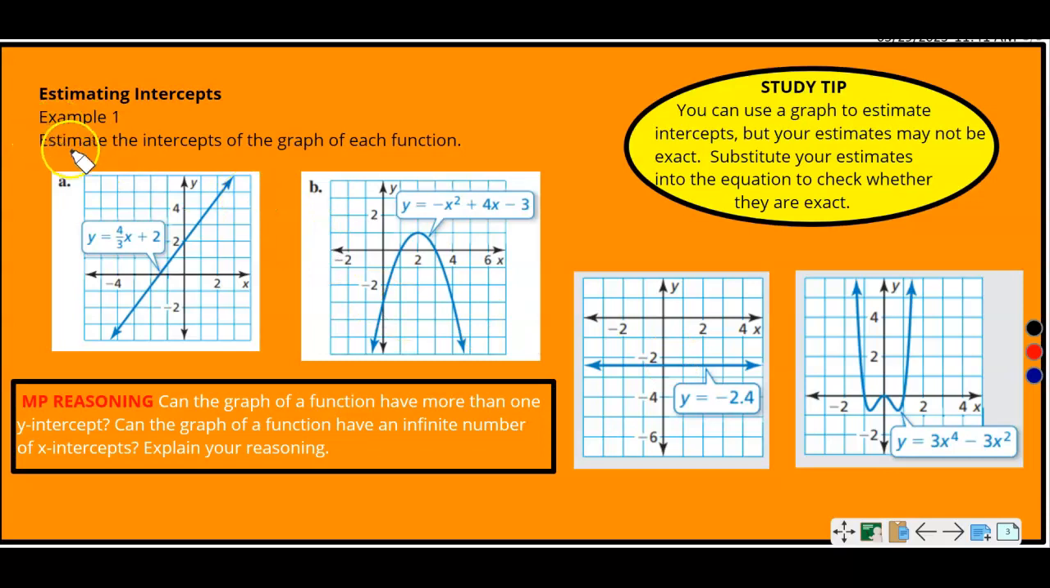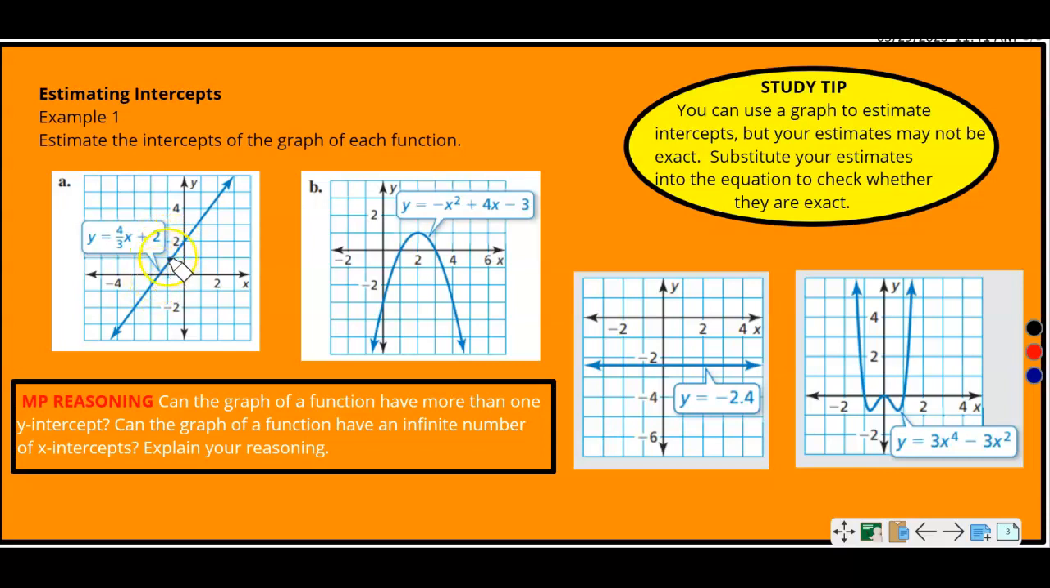All right, example 1: estimate the intercepts of the graph of each function. We have a line here. It gives us the equation of the line. We can see the y-intercept is +2, and it has a slope of 4/3. That means if we start here, we can go up 4 and over 3.